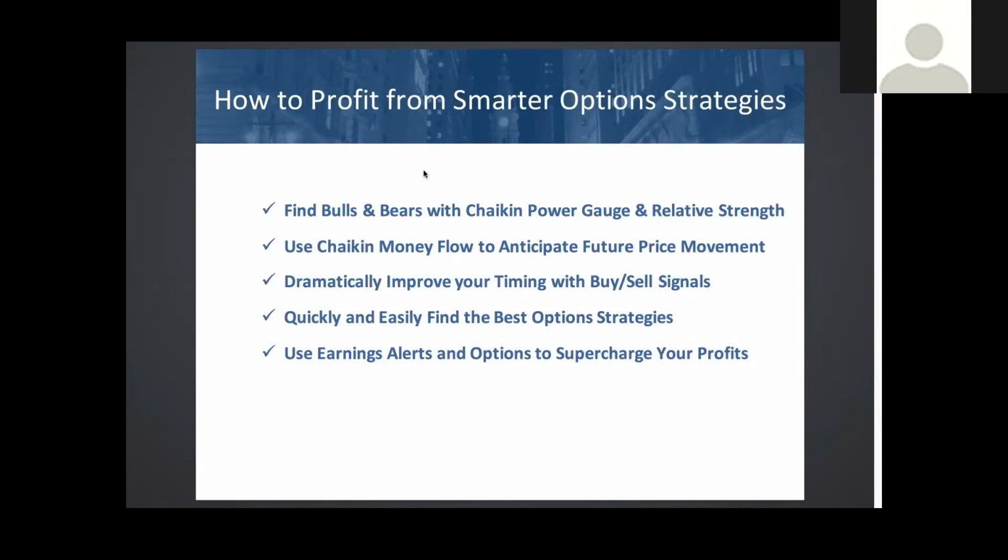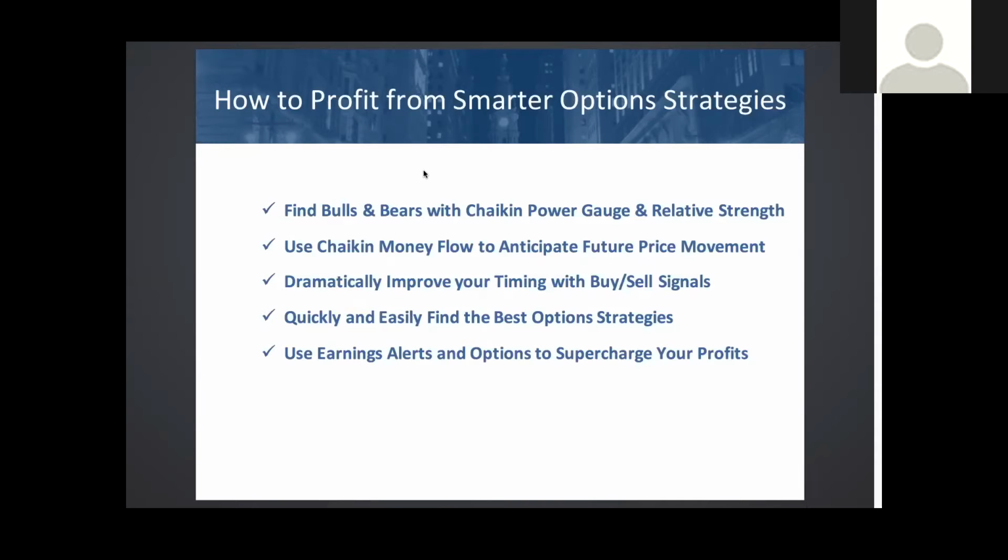So in today's webinar, you're going to see how to profit from smarter option strategies. First, we're going to look at the Chaikin Power Gauge rating and our proprietary relative strength indicator to see how it helps you find bullish and bearish candidates. I'm going to show you how to use Chaikin Money Flow, which, as many of you know, has been available since 1982. It's on all the major online brokerage platforms, as well as TheStreet.com, plus Bloomberg and Reuters.